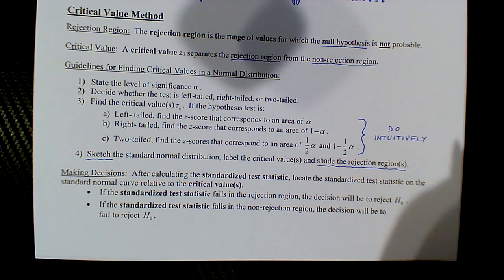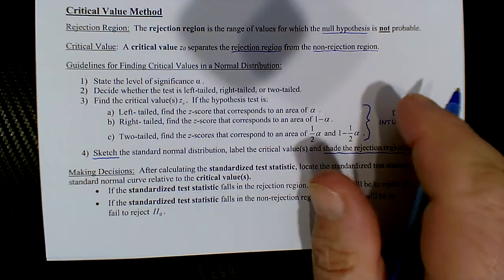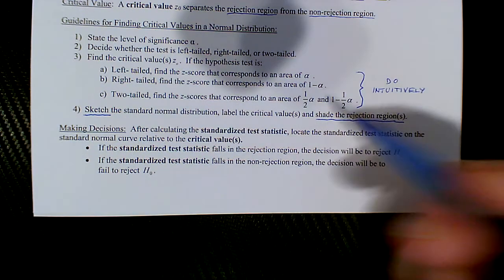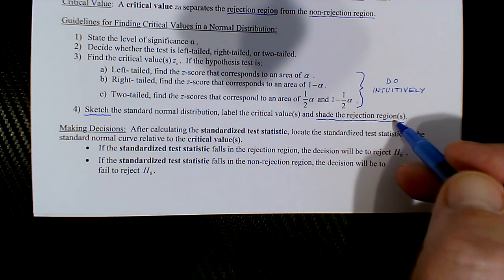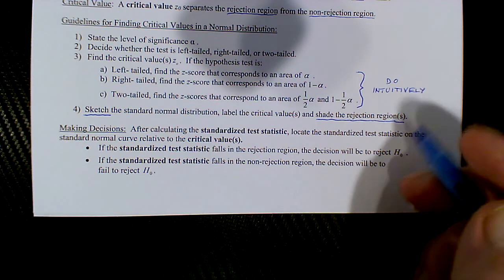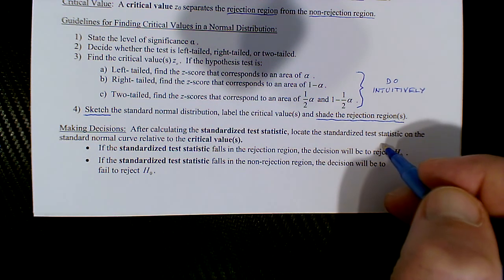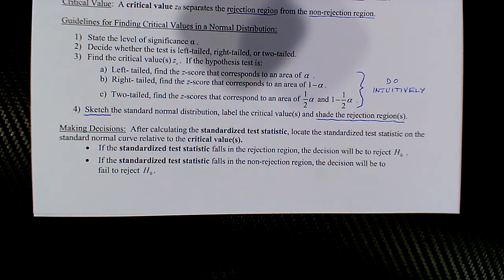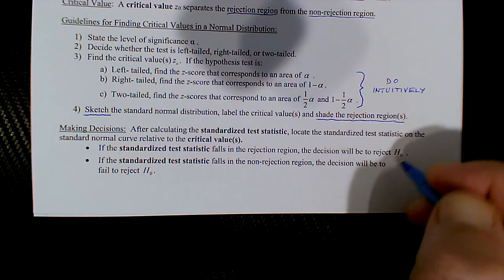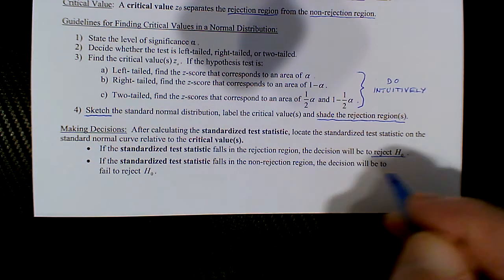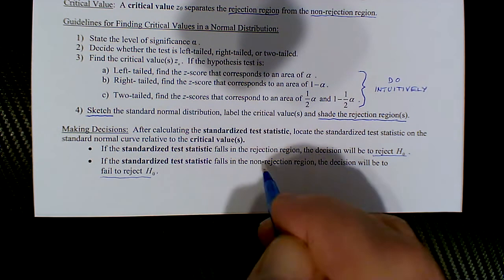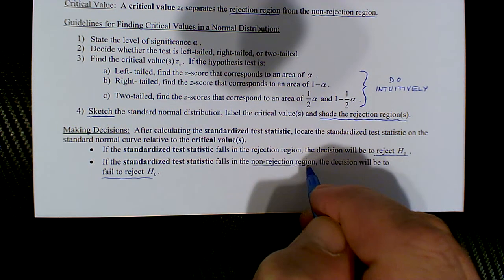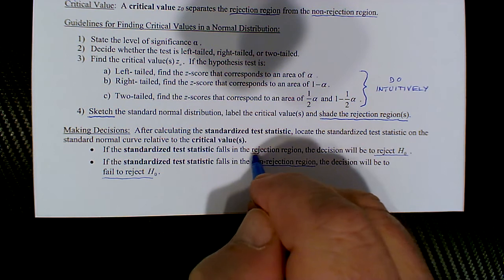So when we make a decision, and this is almost intuitively obvious, we first find the rejection region, and then we get the standardized test statistic, and if the standardized test statistic is in the rejection region, then we reject H0. And if it's in the non-rejection region, we fail to reject H0. So non-rejection, fail to reject H0, and rejection, reject H0.